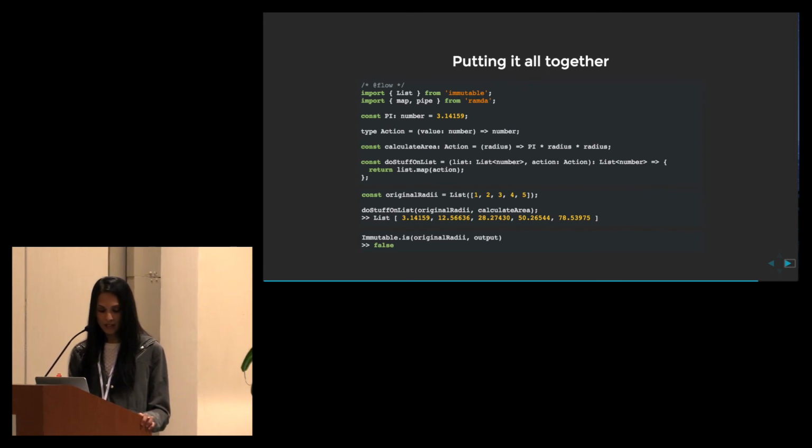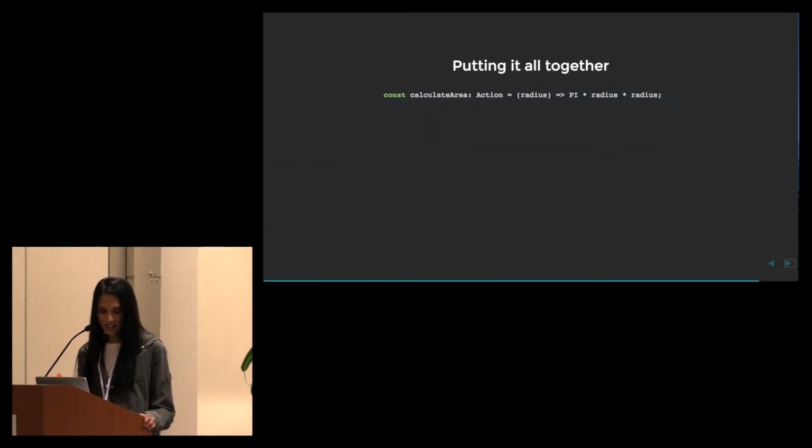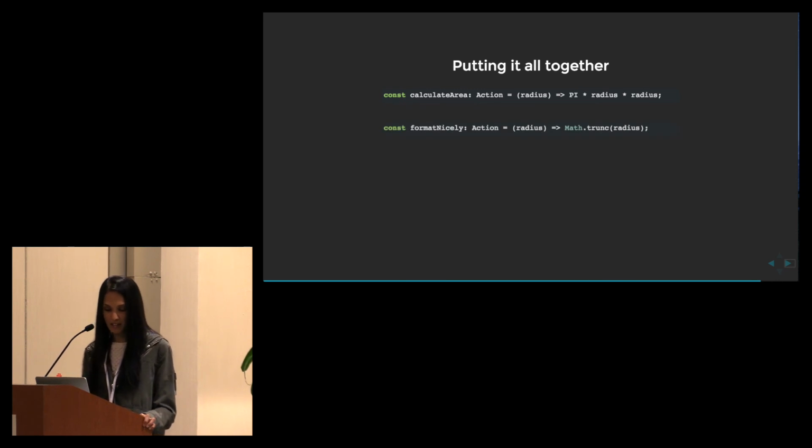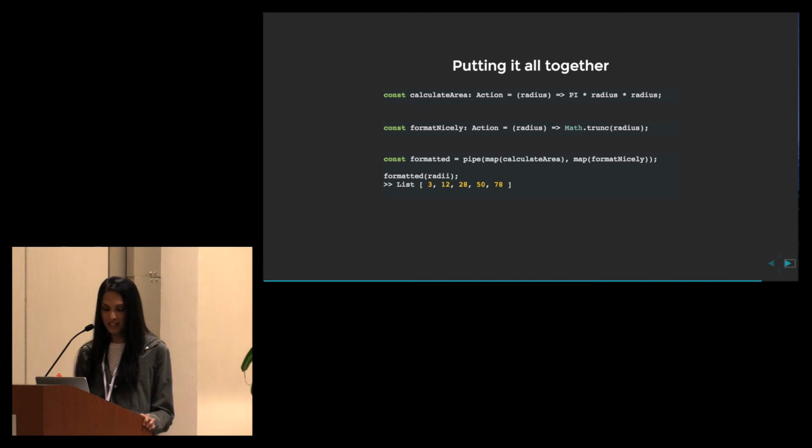So then if you want to use it, I have an original radii, and that original radii will be immutable. I can do stuff on the list, and I don't mutate the original array. And later on, I can also format my areas nicely by truncating them. And then I can use composition to pipe it through first to calculate area, and then to format it nicely, and then I get nicely formatted areas.